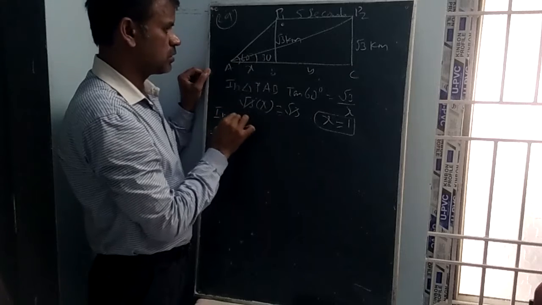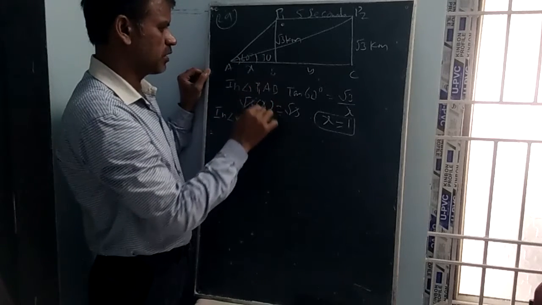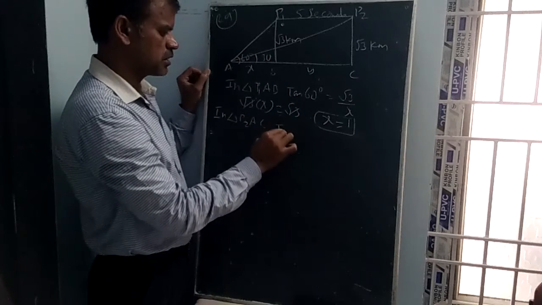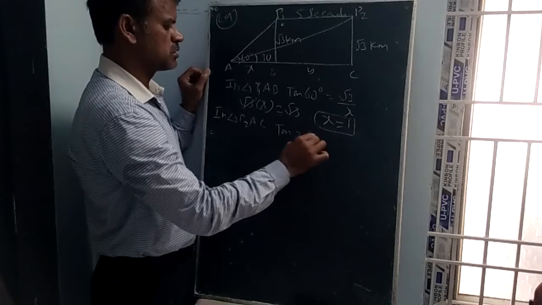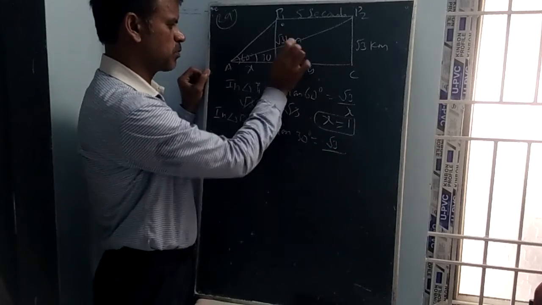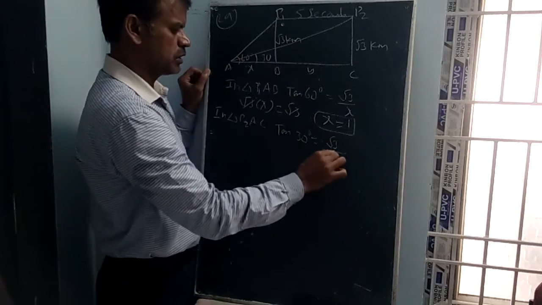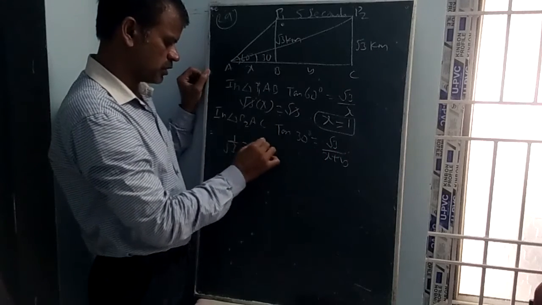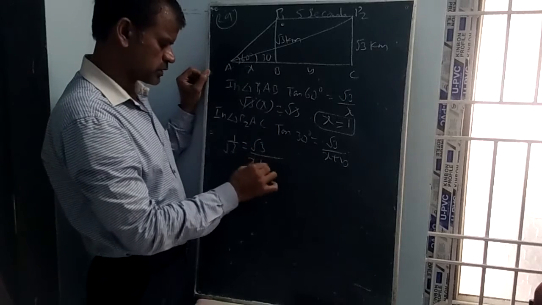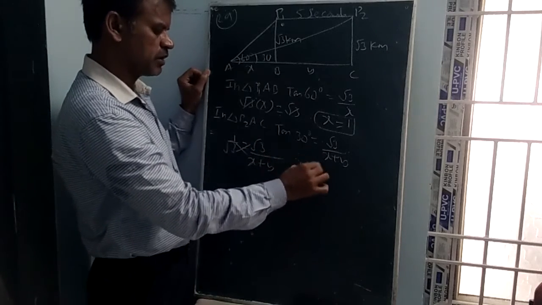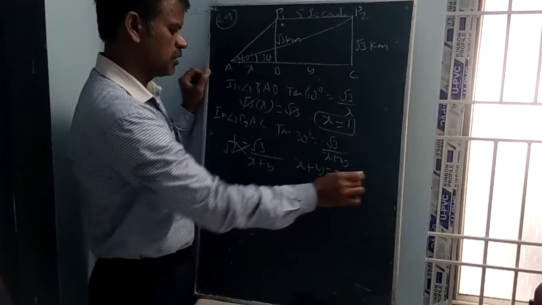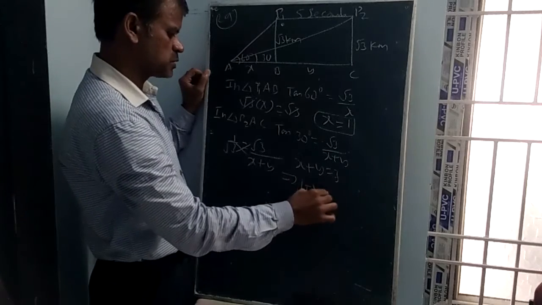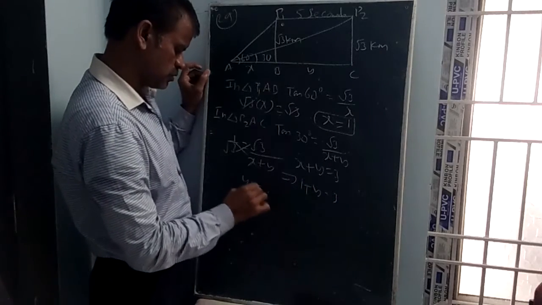Now in triangle P2AC, this is P1. In triangle P2AC, tan 30 degrees is equal to root 3 by x plus y. This is B. Tan 30 value is 1 by root 3. So 1 by root 3 is equal to root 3 by x plus y. Taking cross multiplication, we get x plus y equal to 3. x we already got 1. Substituting here, 1 plus y equal to 3. So y is equal to 2.